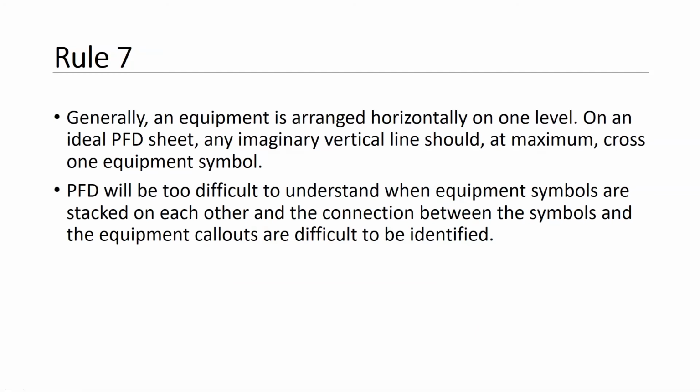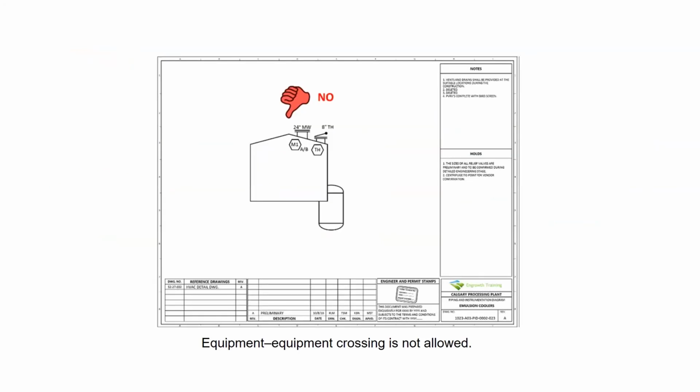Rule number 7. Generally, equipment is arranged horizontally on one level. Always develop your sheet left to right, top to bottom. On an ideal PFD sheet, any imaginary vertical line should at maximum cross one equipment symbol. A PFD will be too difficult to understand when equipment symbols are stacked on each other and the connections between the symbols and the equipment callouts are difficult to identify. This is a very good example where two pieces of equipment on top of each other are avoided in your PFD sheet.